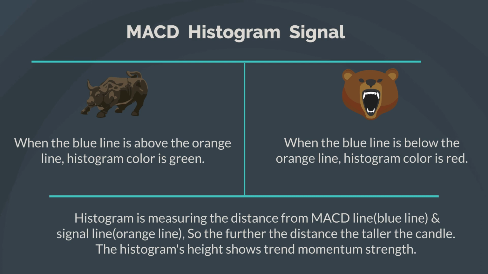MACD histogram signal. When the blue line is above the orange line, the histogram color is green. When the blue line is below the orange line, the histogram color is red. The histogram is measuring the distance from the MACD line, blue line, and signal line, orange line. So the further the distance the taller the candle. The histogram's height shows trend momentum strength.